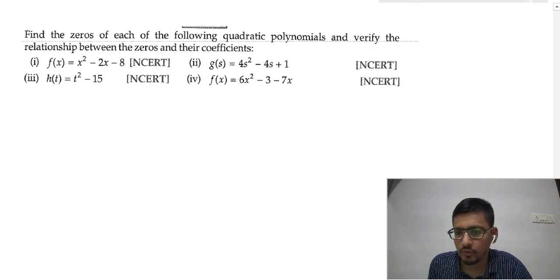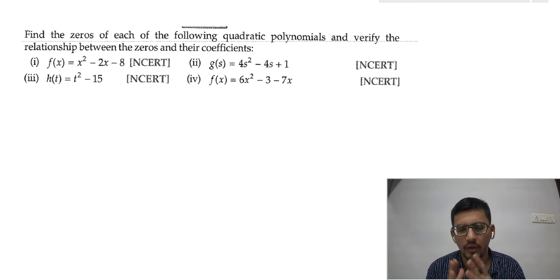Let's move to some examples. Okay, so what is the question? Find the zeros of each of the following quadratic polynomials and verify the relationship between zeros and the coefficients. Now, for any polynomial, it's not only about the quadratic.